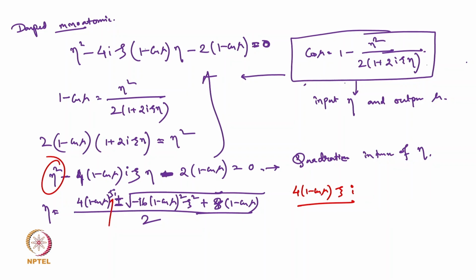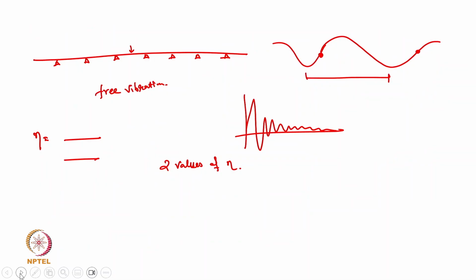Now if we try to think of this form, if I write it very clearly, we can write it as i xi delta plus or minus delta times square root of xi square delta square. What is delta? Delta is equal to 2 into (1 minus cos mu). So this is my eta. Now eta has the 2 values.